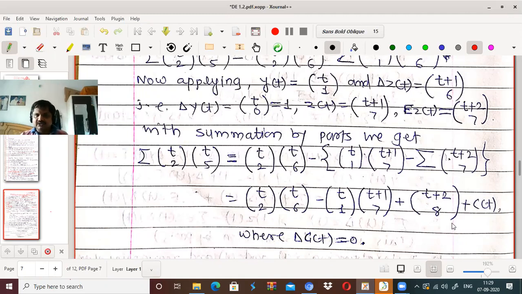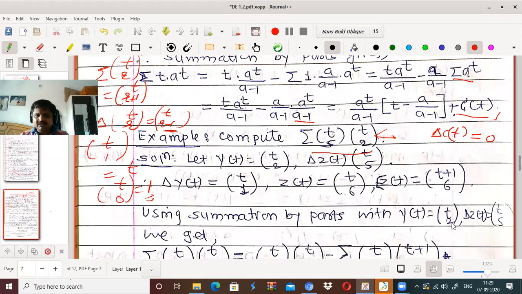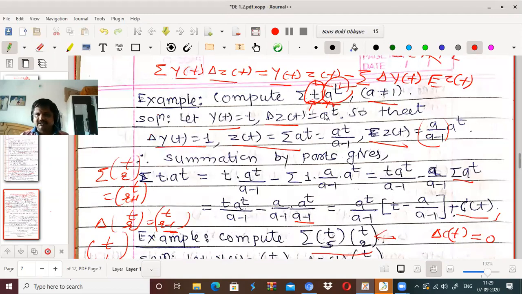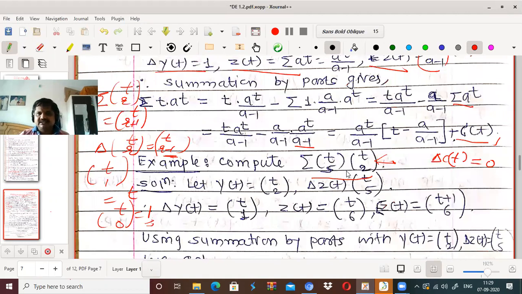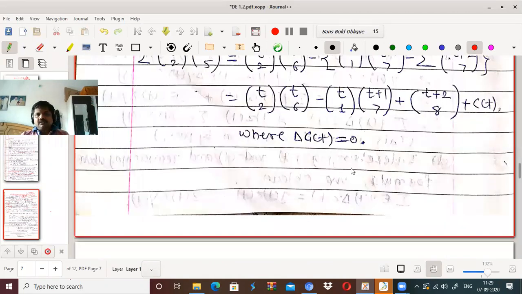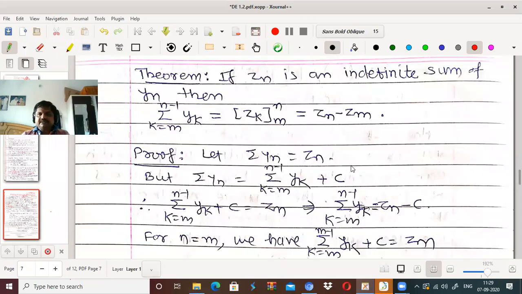We know this. So in this way you can find the summation of the product of two functions. If there is a product of two functions, we can take the summation, and the process is called summation by parts. We call it summation by parts. Okay.